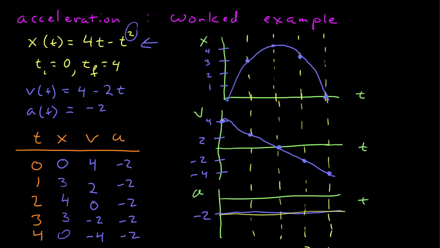So the position is going to start with its largest positive slope, which is this value of the velocity, and its slope is going to decrease as the velocity decreases to 0, which is where the slope of the position is 0. Then the slope is going to go negative, where velocity goes negative, and it's going to reach a maximum negative slope where the velocity has its maximum negative value.